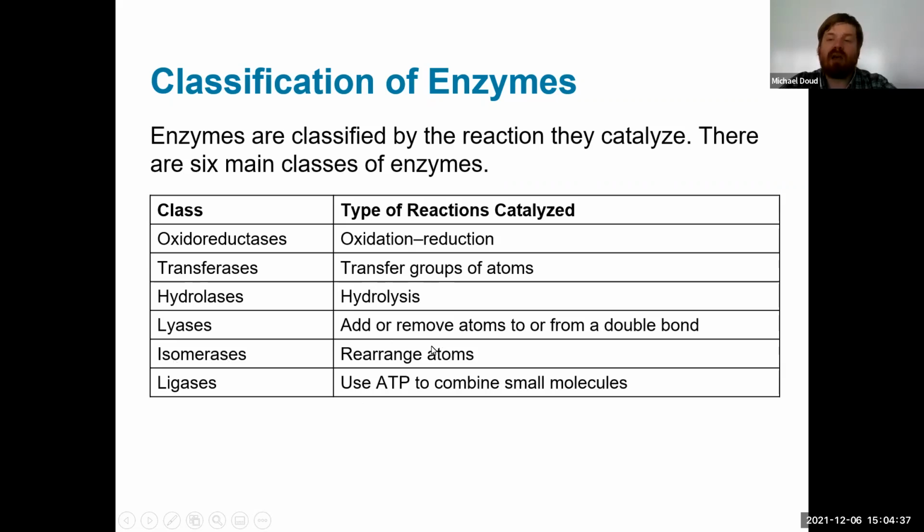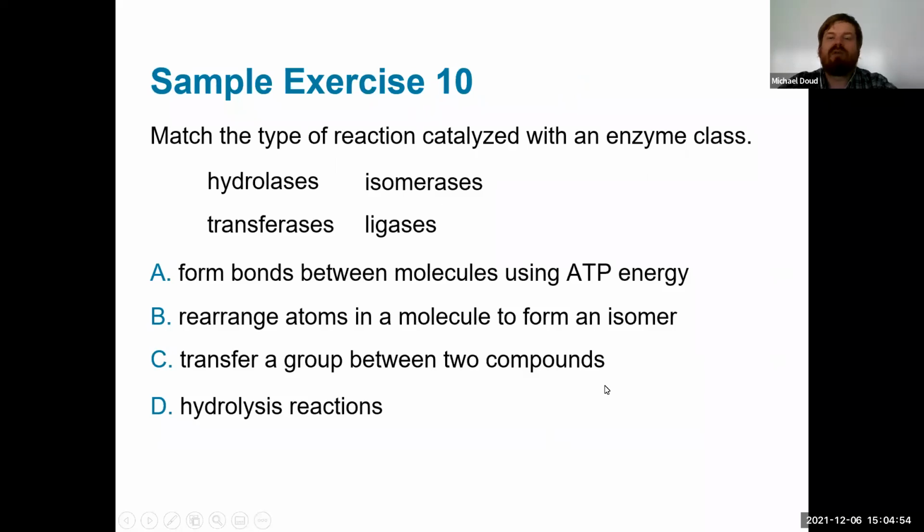Isomerases isomerize compounds. In other words, they rearrange the atoms in a compound. And then finally, ligases use adenosine triphosphate, that's ATP, to combine small molecules into bigger molecules. Okay, so given that, you just need to learn the definitions for these.